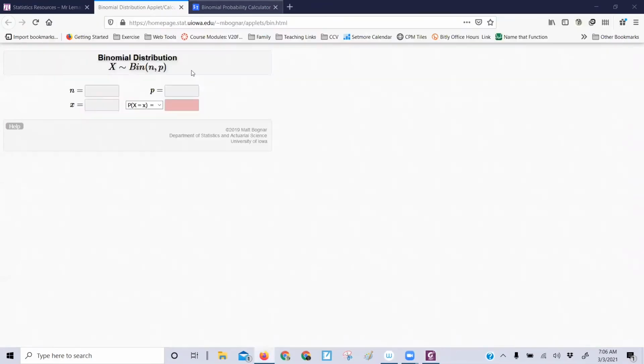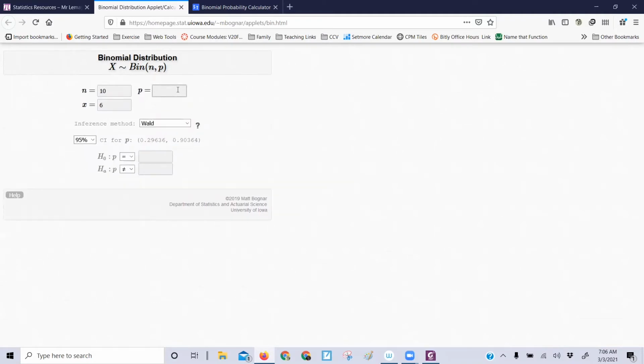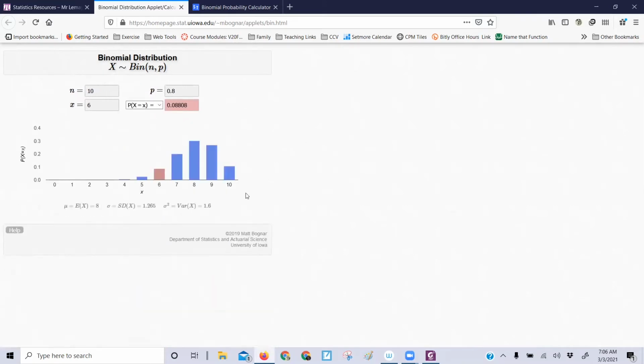Let's go use this histogram applet first. Whoops, what did I just do? Here it is. So for the very first one, we've got 10 trials. Oh, sorry, this is N. Then X is 6. There's 6 successes. And the probability of getting success is 0.8 from trial to trial. And then here we go. So see how that's red? That's the probability of getting exactly 6 successes out of 10 when there's an 80% chance of being a success.